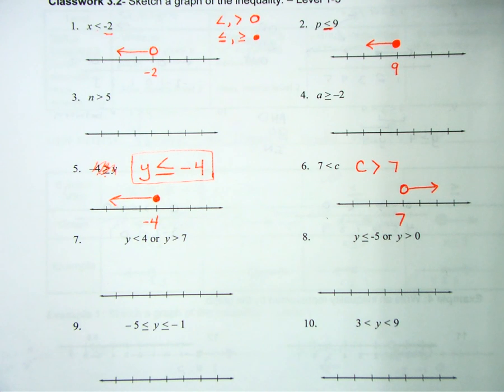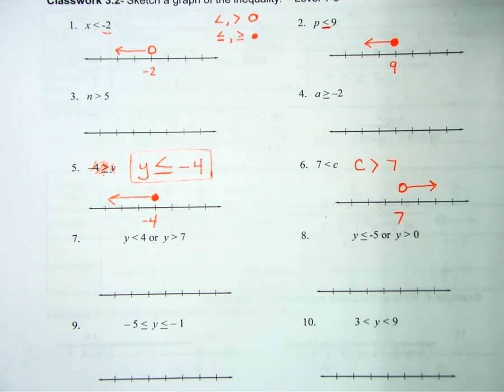Okay, the second thing I want you to check while you're checking 1, 2, 5, and 6, make sure your graphs look like that. I checked to make sure we have them done, but we need them to be done correctly. Okay, so 1, 2, 5, and 6.